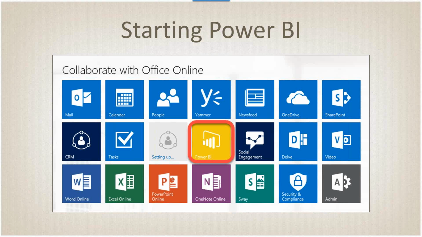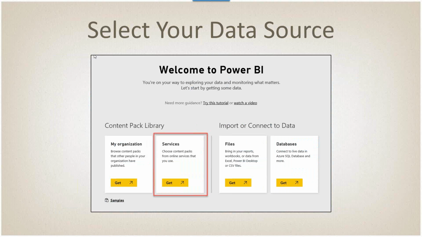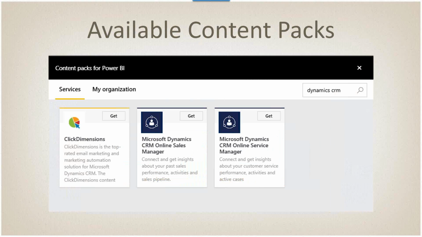So let's get started. Power BI is just another application found on your Office 365 dashboard. So if you have a 365 subscription, you probably have access to it. It's right there in the middle. It's yellow, as you can see. When you launch it, it will open this page and ask you what do you want to do. We can connect to My Organization, which is content packs that people of your organization or yourself have created and published. We're going to work with the services, which will allow us to connect to Dynamics CRM Online.